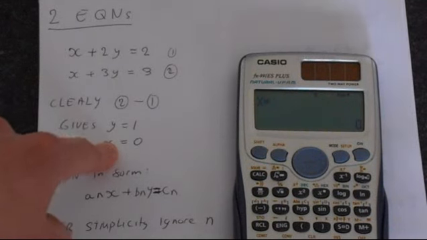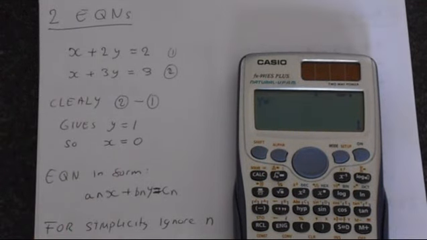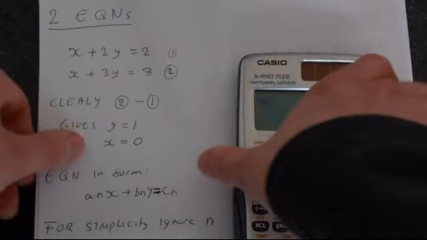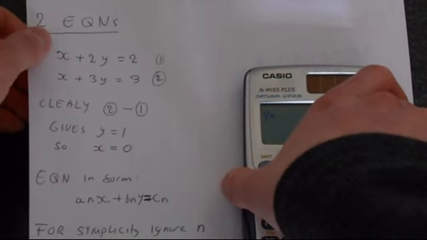Get x equal to 0 as we expected. Press equals again, we get y equal to 1. And that's how you solve 2 equations in 2 unknowns.